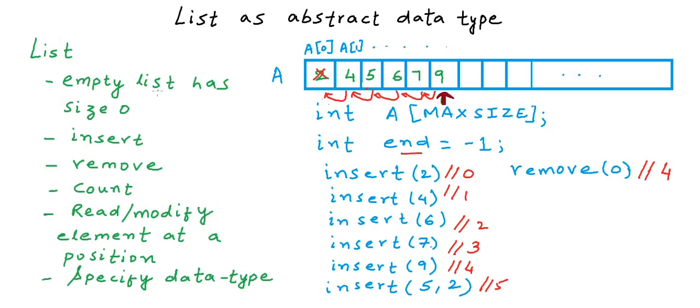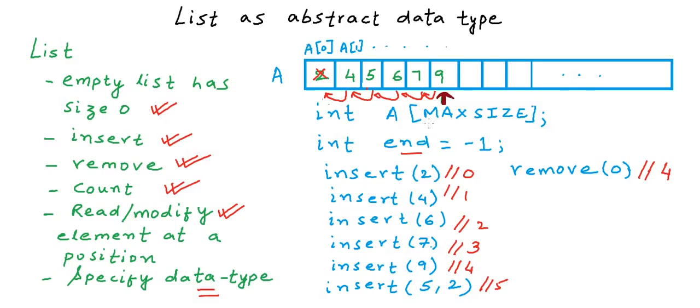Okay, looks like we pretty much have an implementation of the list described as an abstract data type. We have a logic of calling the list empty when the variable end is equal to -1. We can insert an element at a particular position in the list. We can remove an element. It's just that we have to perform some shifts in the array. We can count the number of elements in the list. It will be equal to the value in the variable end plus 1. We can read or modify an element at a position. Well, this is an array, so we can definitely read or modify an element at a particular position. If we wanted to choose the data type, it was just choosing the array of that particular data type.